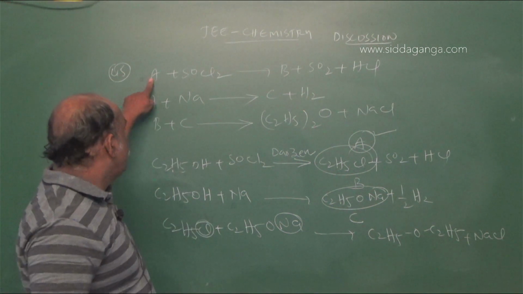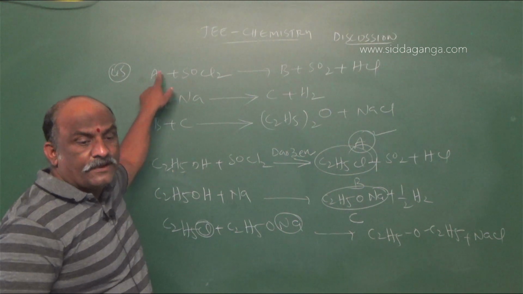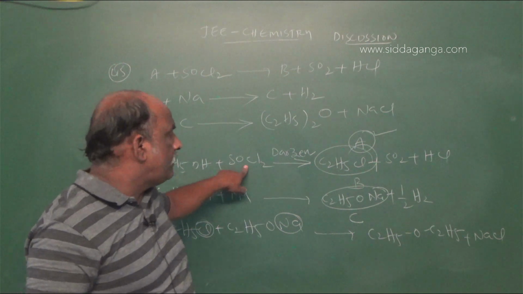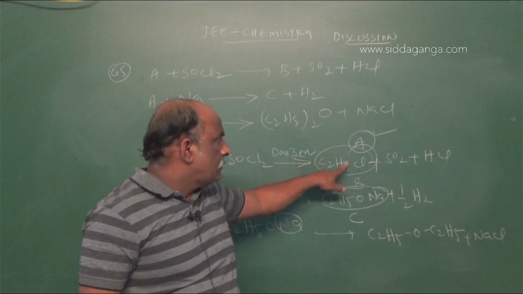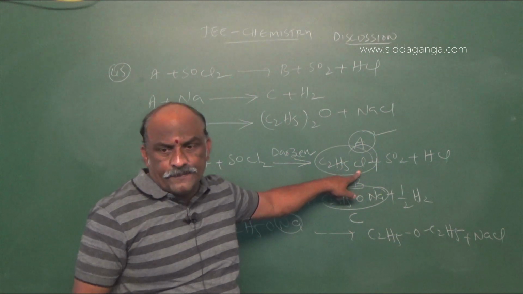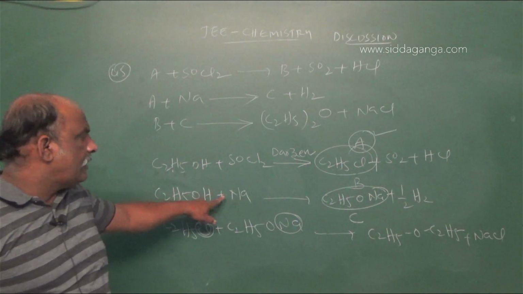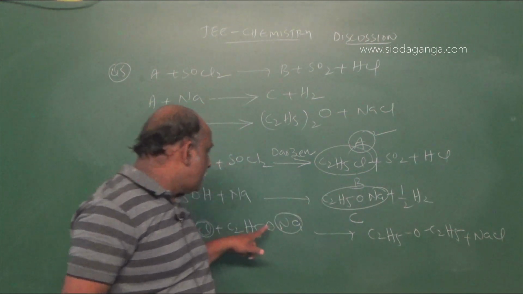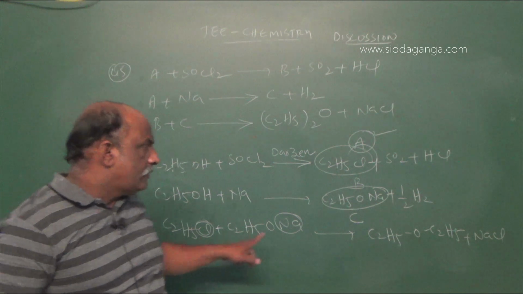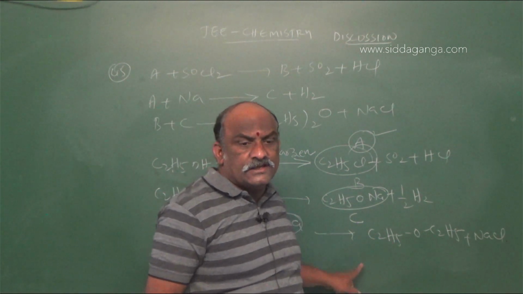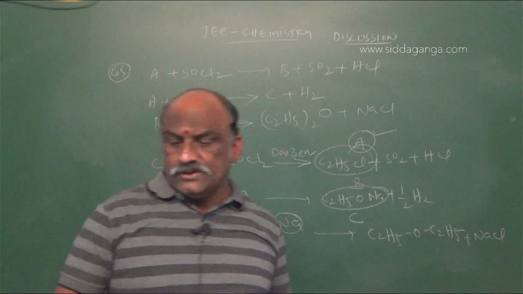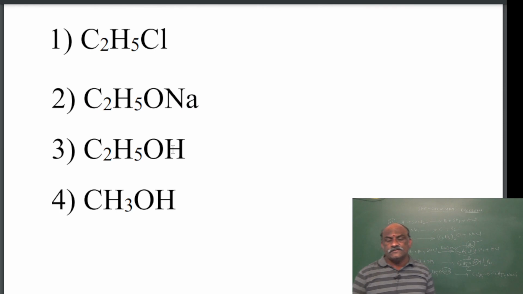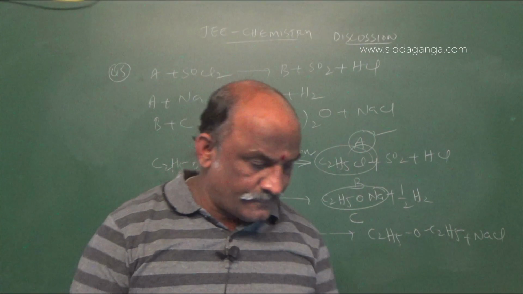So what is A? A is alcohol, ethyl alcohol. Ethyl alcohol treated with thionyl chloride, the reaction is the Darzens reaction, and the product is ethyl chloride. Alcohol reacts with sodium metal and liberates hydrogen gas; B is sodium ethoxide. Sodium ethoxide treated with ethyl chloride gives ether. This reaction is called Williamson synthesis. So the answer for question 45 is C2H5OH. This is A.